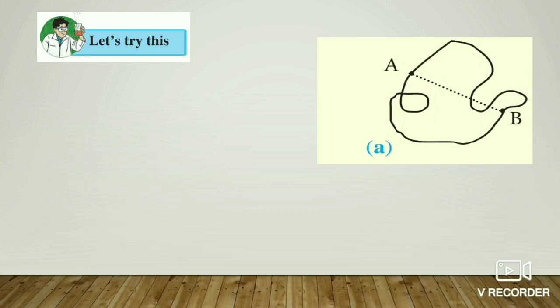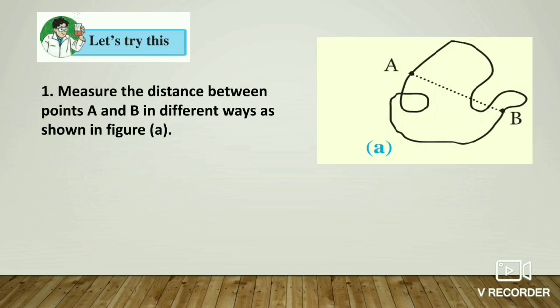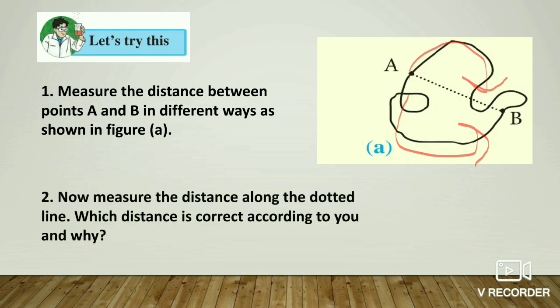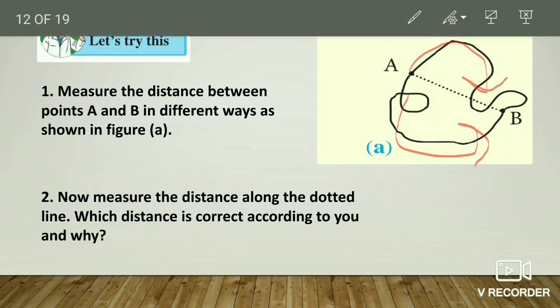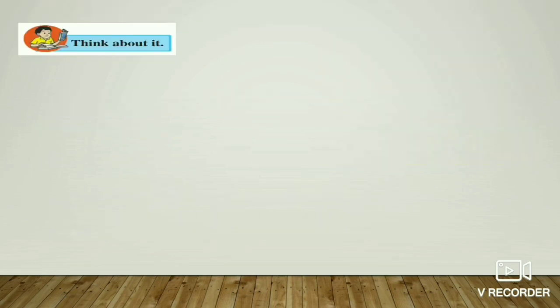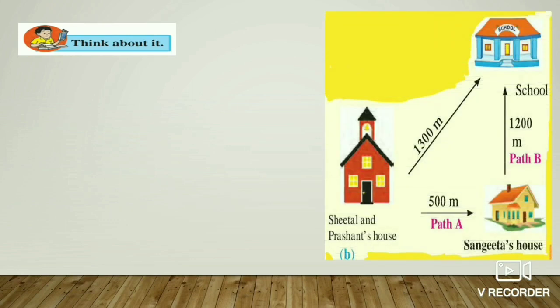Now let's try this. See figure A. Measure the distance between points A and B in different ways. Now second, measure the distance along the dotted line. Which distance is correct according to you and why? Now measure the distance along this dotted line. And which distance is correct and why? Think about it.